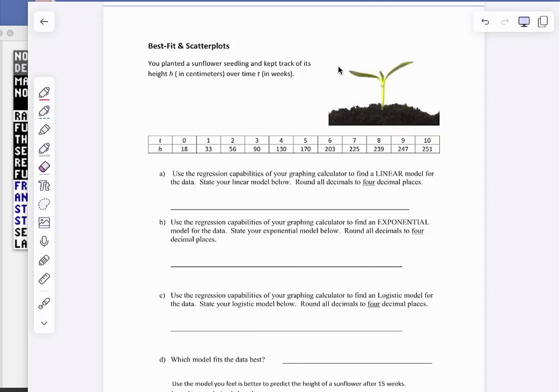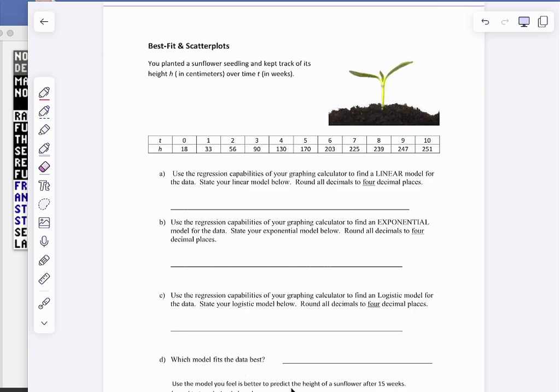So we're gonna go through how to do best fits on the calculator. And I made up this problem about sunflowers. So you have this row of numbers, which are like the inputs, those are weeks. And then you have this row of numbers, which is the heights. And then you're asked to try to model this either with a linear or an exponential or something called a logistic, which maybe you've never heard of.